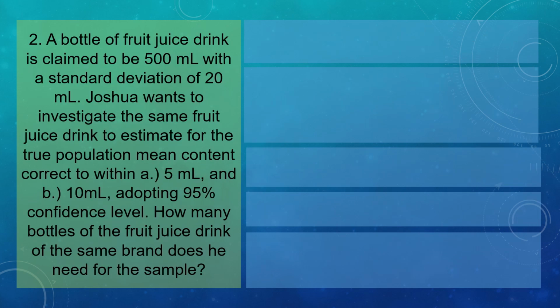Let's try another example. A bottle of fruit juice drink is claimed to be 500 ml, with a standard deviation of 20 ml. Joshua wants to investigate the same fruit juice drink to estimate the true population mean content to within 5 ml and 10 ml, adopting a 95% confidence level. How many bottles of the fruit juice drink of the same brand does he need for the sample?